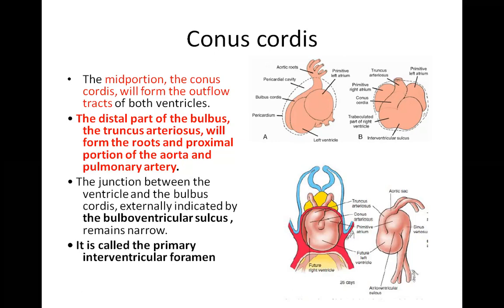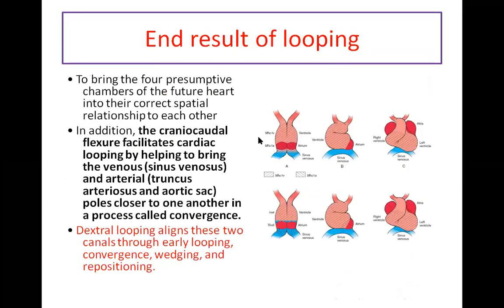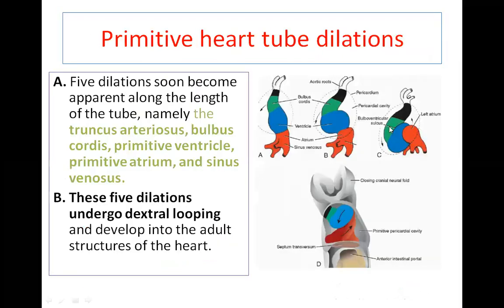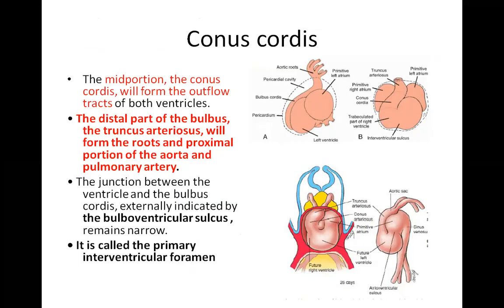Okay, and the junction between the ventricle and the, this one is the ventricle, the junction between the ventricle and the bulbous cordis, it is represented externally by a bulboventricular sulcus, and it remains narrow. So initially it is called a primary interventricular foramen. अंदर से अगर हम देखेंगे, as you can see it over here, so this is initially narrow and it is known as interventricular foramen, the bulboventricular sulcus internally.